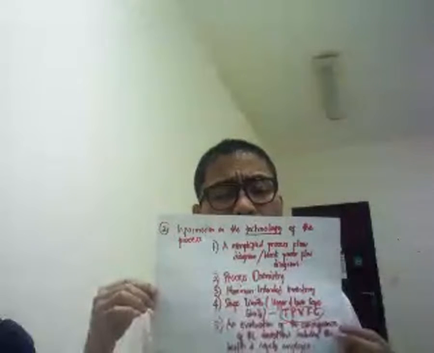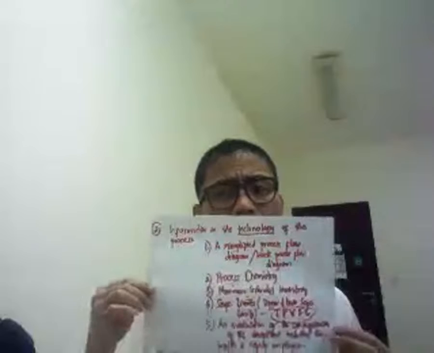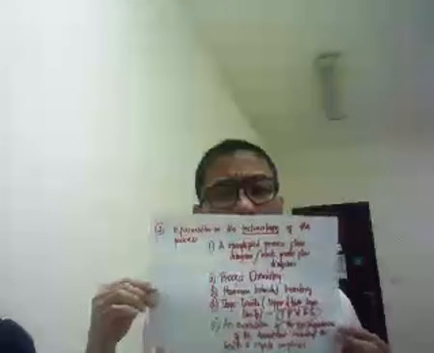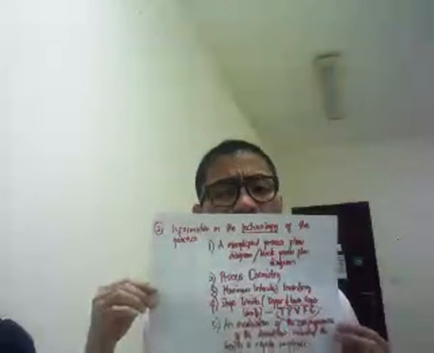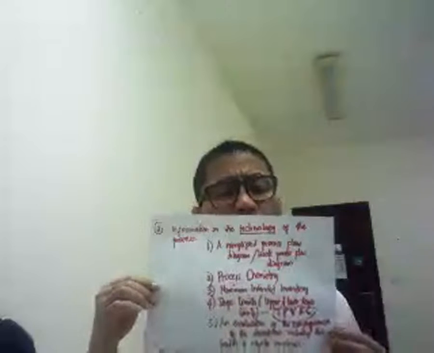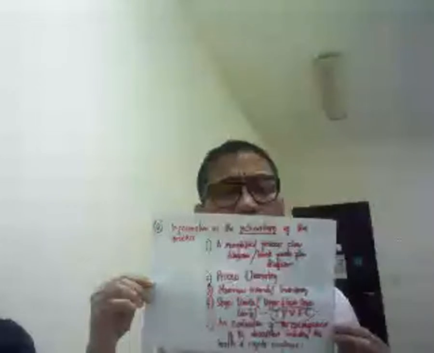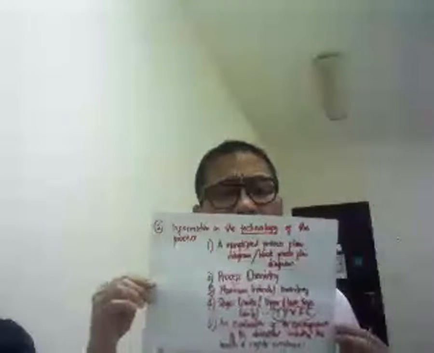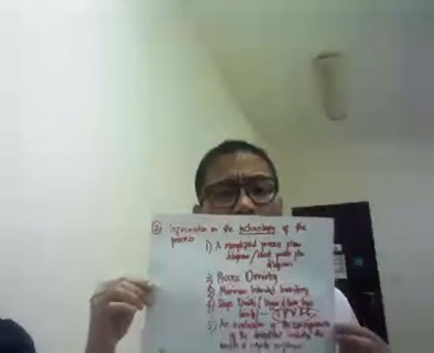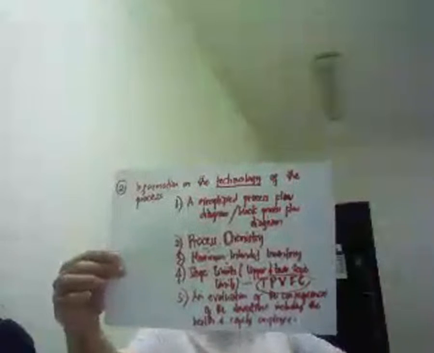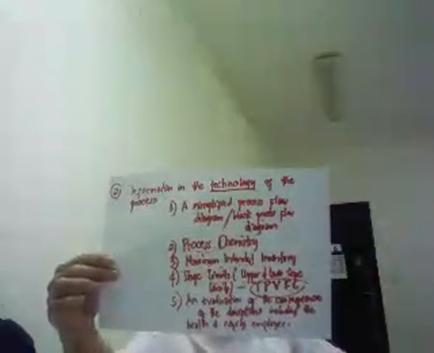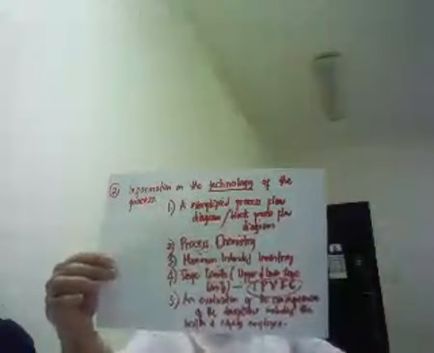Maximum intended inventory. The safe upper and lower limits, such as temperature, pressure, flow, concentration. And the last one will be an evaluation of the consequences of the deviations, including the health and safety of the employees.